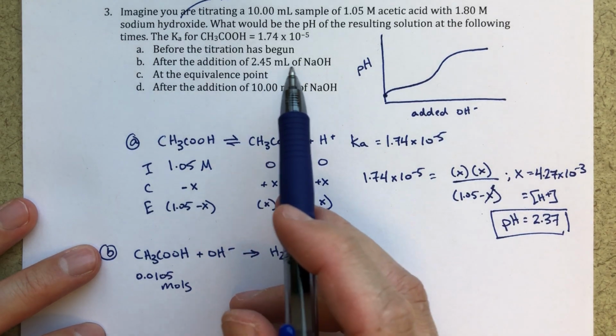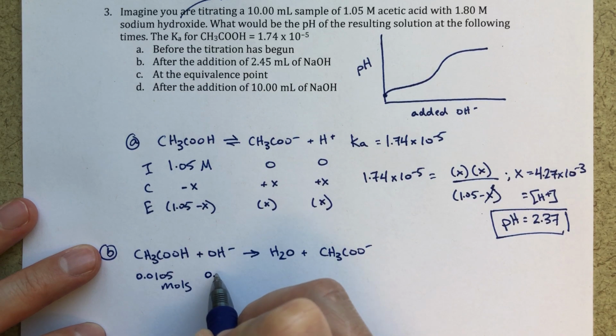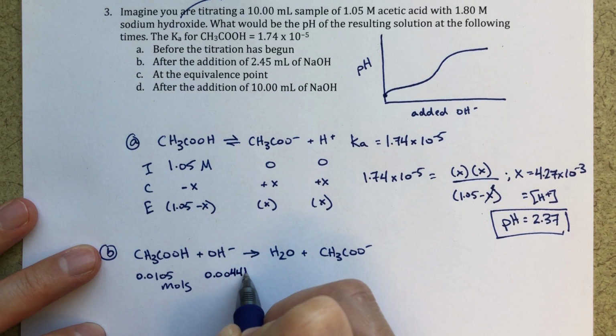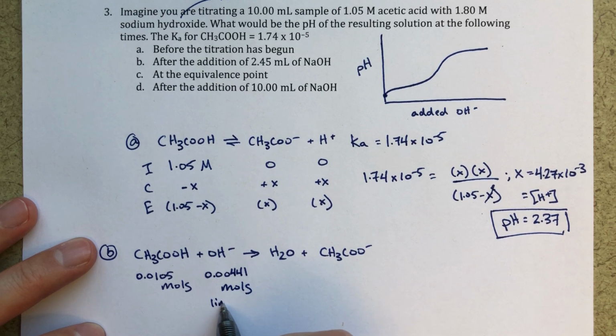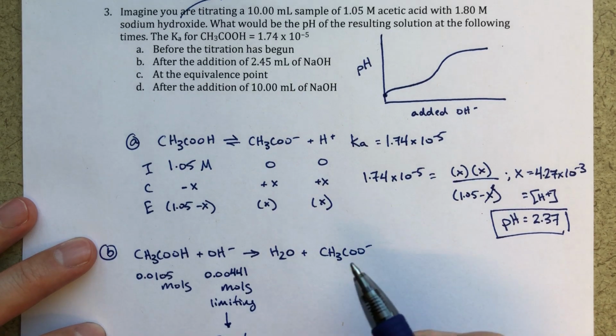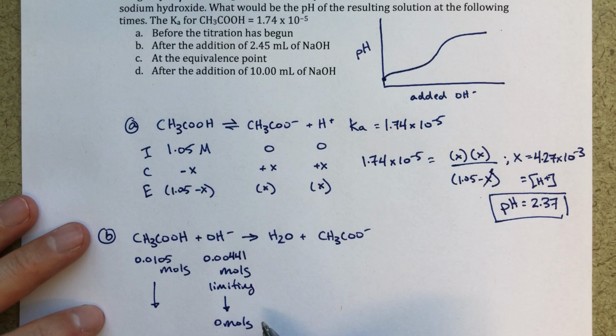Anyhow, 2.45 milliliters of this 1.8 molar should give us 0.00441 moles of OH minus, also moles of sodium hydroxide, but again, I'm just leaving that off. And now we're doing a limiting reactant problem. So this is limiting. I like to show my stoichiometry work like this, where if this is limiting, it's going to go to 0 moles, and then from our 0.0105 moles, I'm going to subtract. We need to know how much of this is going to be left over. We need to know the excess of our acetic acid, so we need to figure that out.